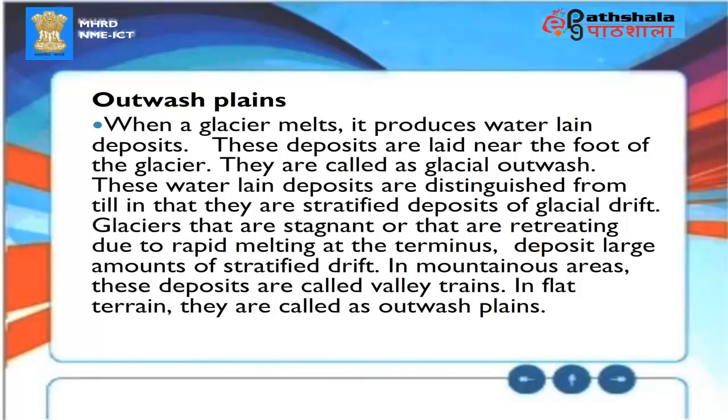Outwash plains. When a glacier melts, it produces water-laid deposits. These deposits are laid near the foot of the glacier. They are called glacial outwash. These water-laid deposits are distinguished from till in that they are stratified deposits of glacial drift. Glaciers that are stagnant or that are retreating due to rapid melting at the terminus deposit large amounts of stratified drift. In mountainous areas, these deposits are called valley trains. In flat terrain, they are called outwash plains.